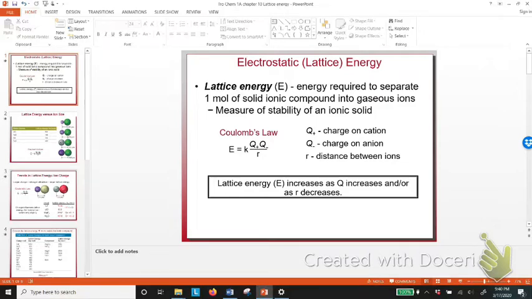So basically, it's a measure of how strong the ionic bond is. So it tells us how stable the ionic solid is. The lattice energy is based on Coulomb's law. Coulomb's law is shown on the slide. You can see that the energy is proportional to the charge divided by the radius. It includes the charge of the cation as well as the anion, and then divided by radius, where k is a proportionality constant. So what this tells us is that the lattice energy increases as the charge increases, and it increases as the radius decreases.